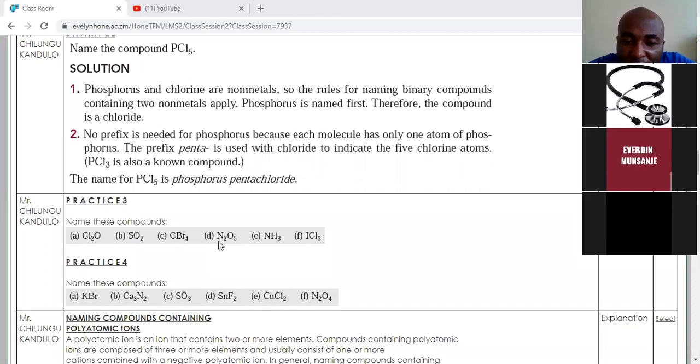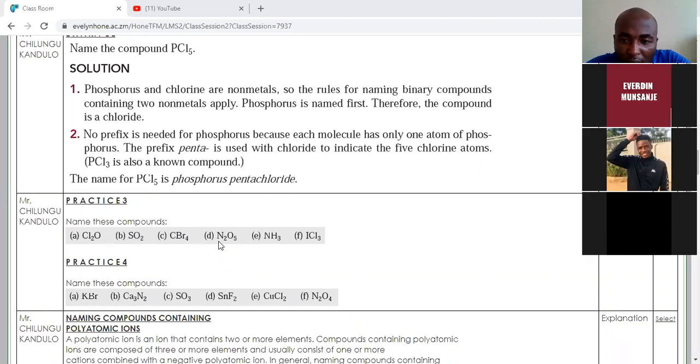N2O5. Yes. Dinitrogen pentoxide. Chongo, you are the one answering. Dinitrogen pentoxide.